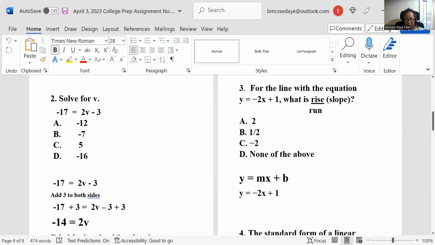Maureen, what is m? In this equation, what is m? M is the slope. Now, m is the coefficient of the x. Coefficient is the number in front of the x. What is that number, Maureen?